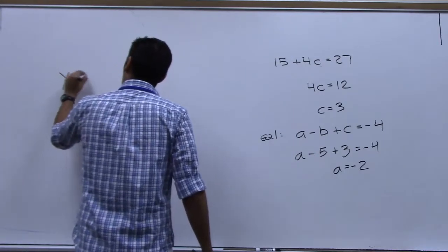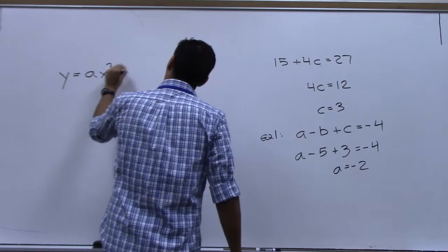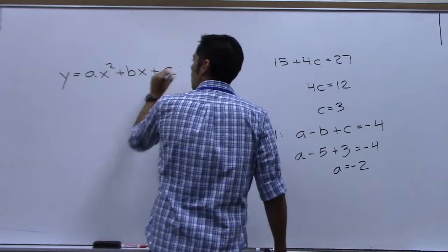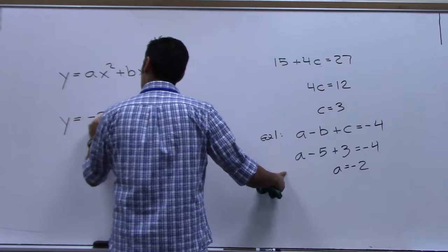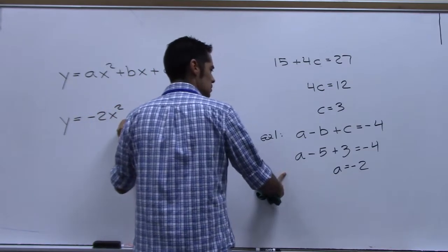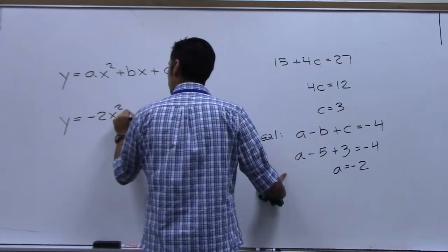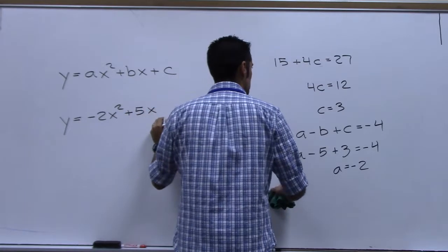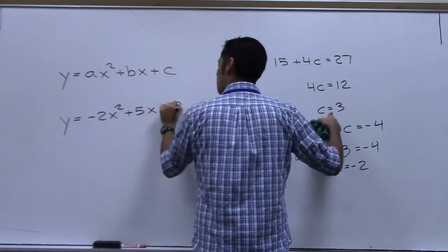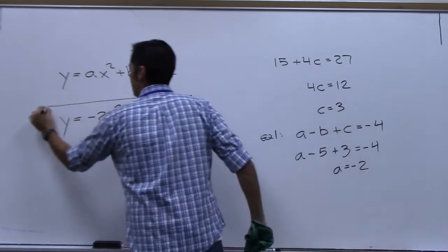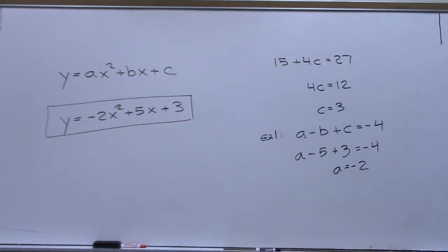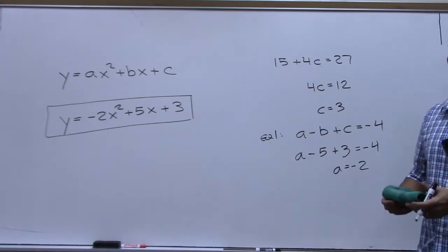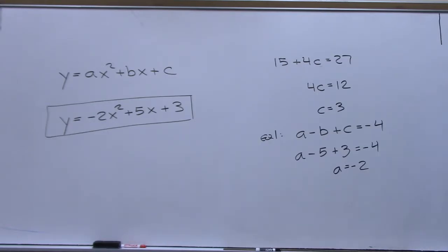So remember, the equation that we were looking for, the parabola, looks like this. But we know now exactly: -2x squared, what was B, 5? Plus 5x, and then plus 3. That parabola right here, if you graph it, will contain those 3 points. And that's the only parabola that would contain those 3 points. There is no other one.